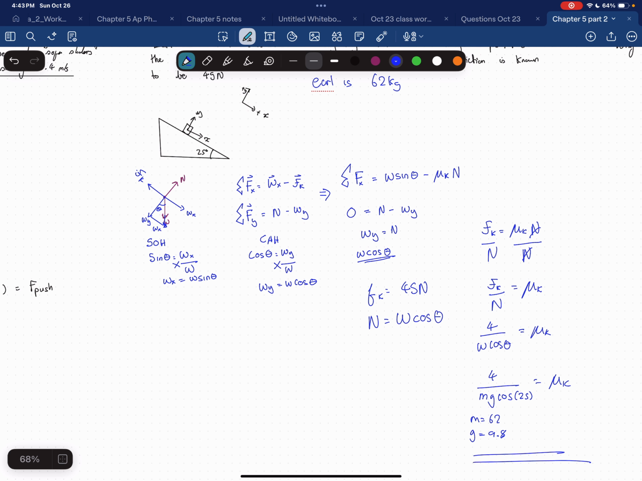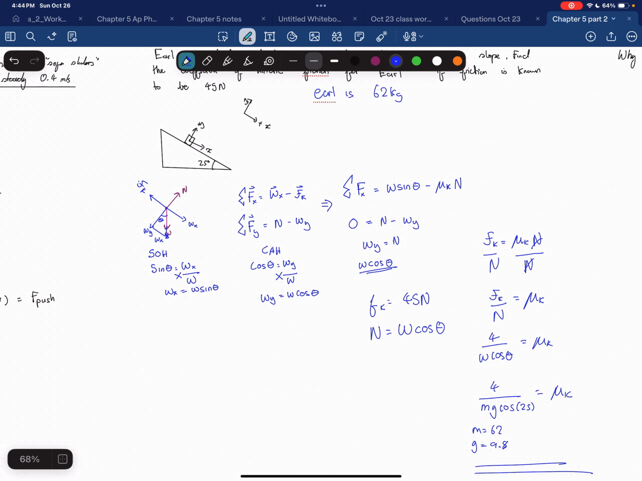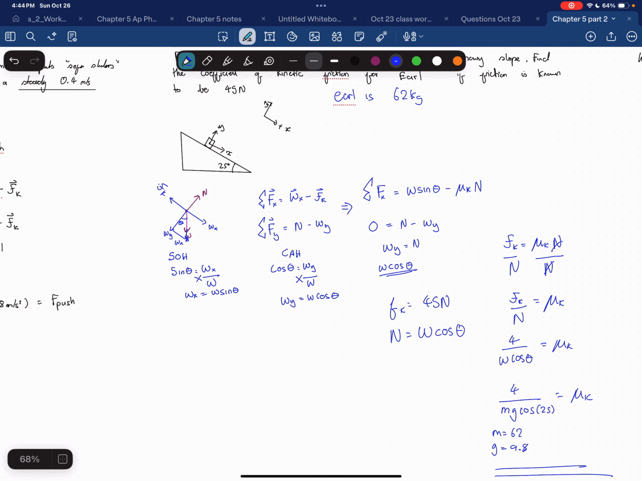I know it's a bit rough. I apologize for the mistakes I made, but really, for this problem we didn't need the x direction. We needed the y direction to get the normal force, and the normal force gave us the kinetic friction. Interesting. Don't worry, we'll clear it up in class if you're not too confident on this.